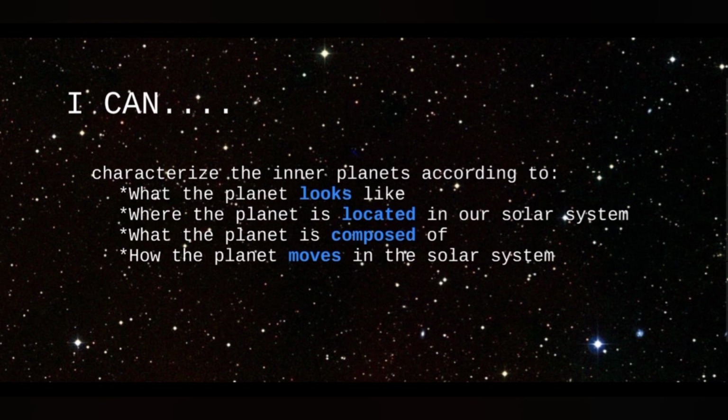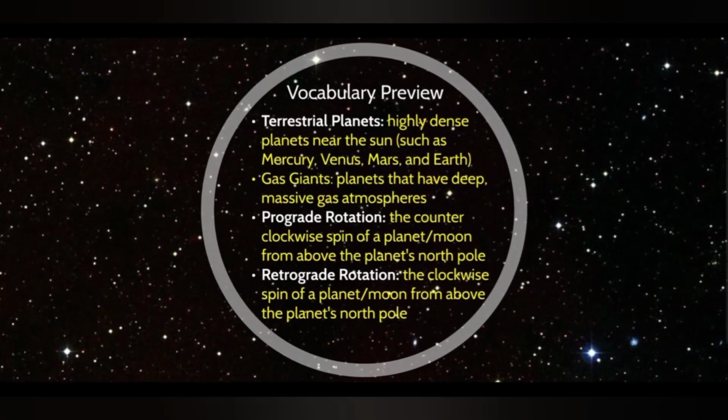I can characterize the inner planets according to what the planets look like, where the planets are located in our solar system, what the planets are composed of, and how the planets move in the solar system. We have the vocabulary words: terrestrial planets, highly dense planets near the Sun such as Mercury, Venus, Mars, and Earth, and gas giants, or the Jovian planets, that have deep, massive gas atmospheres.